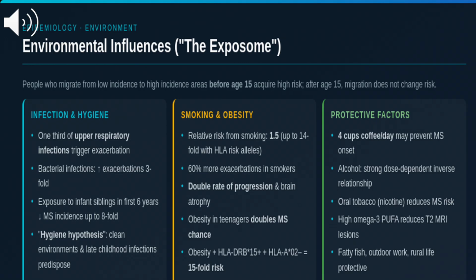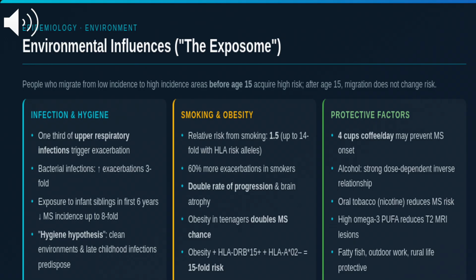The relative risk of MS from smoking is 1.5, but when combined with the high-risk HLA profile of DRB1*15 positive and HLA-A02 negative, this rises to 14 times the background risk. Smokers have a 60% increase in exacerbations, double the rate of progression, and double the rate of brain atrophy. 41% of new Swedish MS cases with the high-risk HLA profile are smokers.